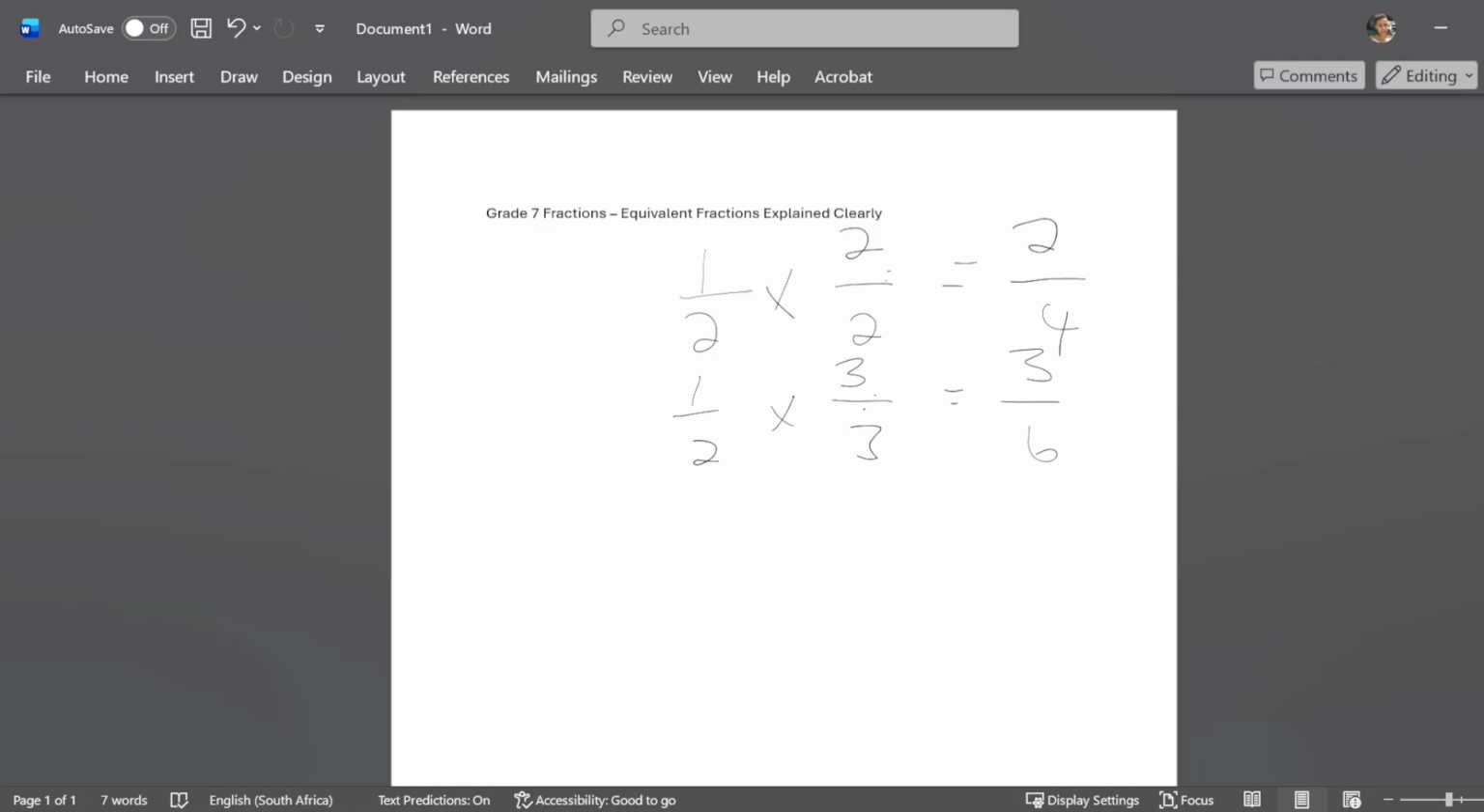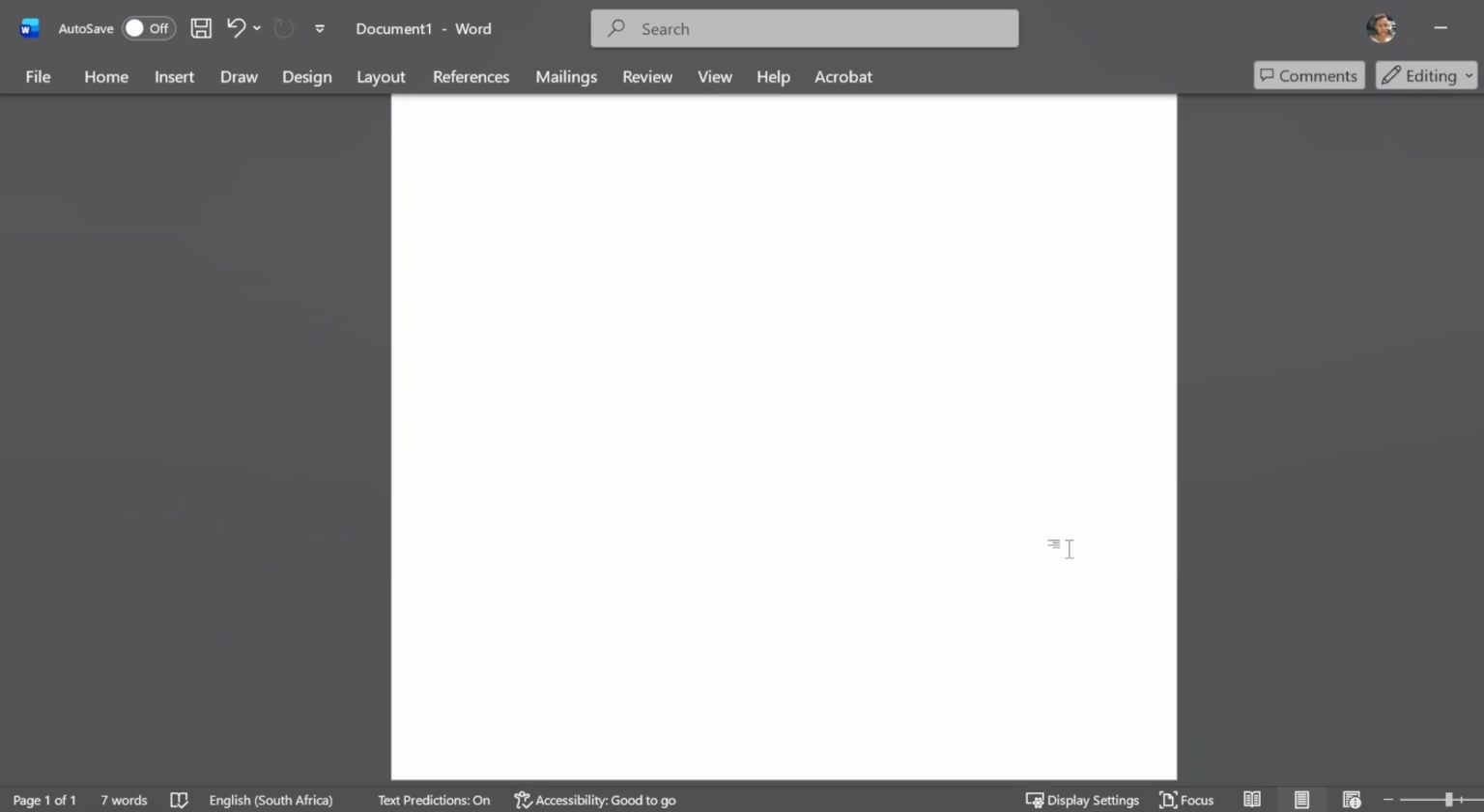Let's try a question together. Which of the following fractions is equivalent to 3 over 5? Is it A, 6 over 10, B, 9 over 12, or C, 12 over 20? Let's solve it step by step.